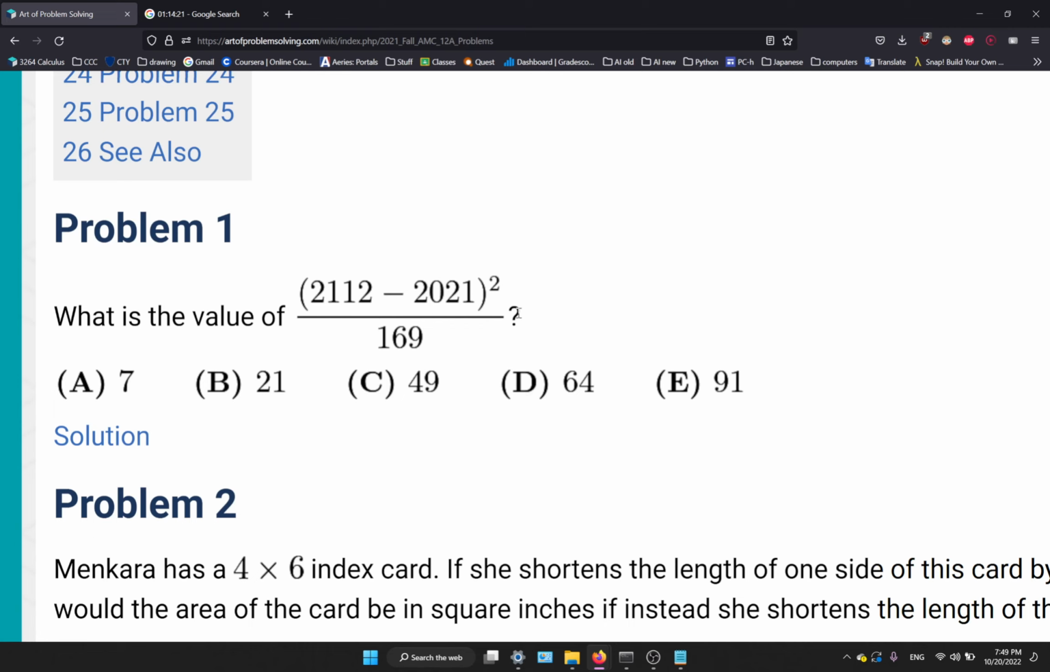So 100 over 13, squared. I did something wrong. No, it is 100 squared, my bad. It's just 100 over 13 in parentheses squared. That doesn't make sense. What did I do wrong? Oh, it's not 2012, it's 2021. Recalculate.